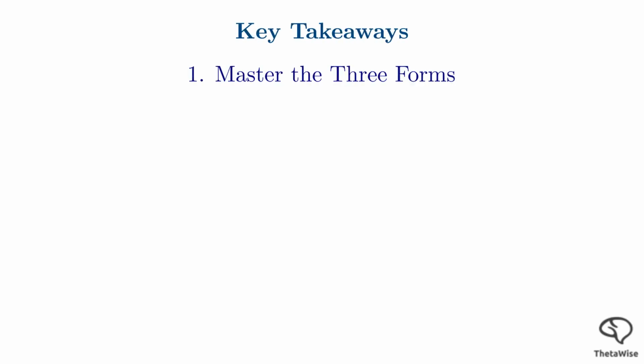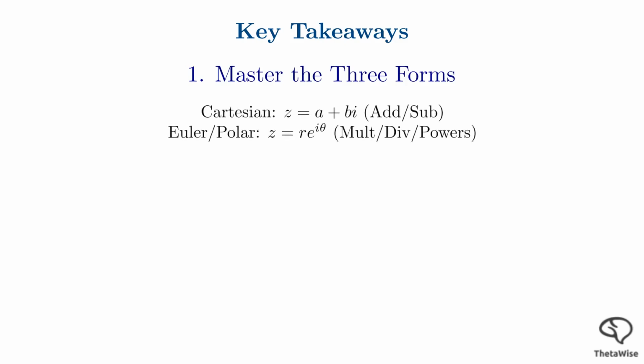First, master the 3 forms of complex numbers. Understand the strengths of each. Cartesian for addition and subtraction, while Euler and polar are best for multiplication, division, and powers.